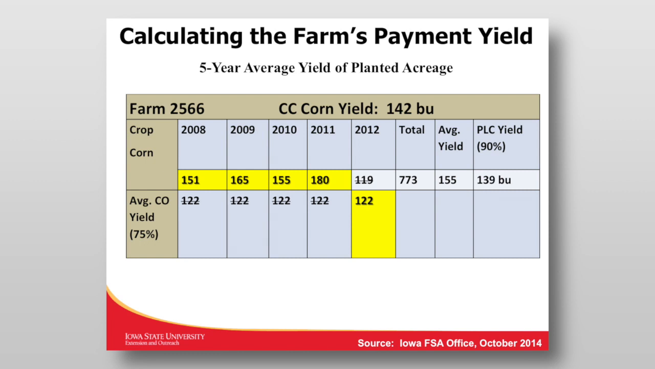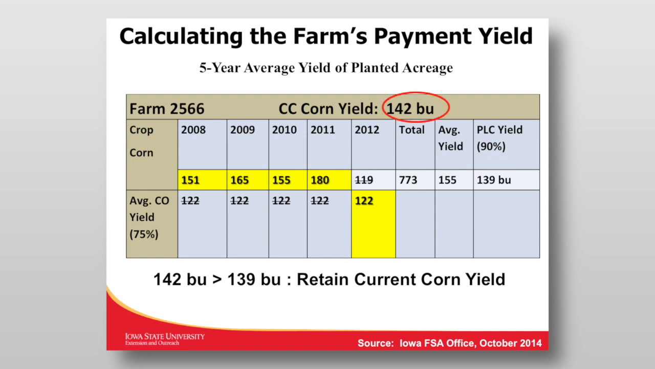So the yield would be 155 times 90%. The determination that I still need to make is, which should I do? Should I keep that old CC countercyclical yield of 142, or should I update to a new yield of 139? I'd suggest to pick the higher of the two. This will become your new payment yield on your farm. So I've reallocated base acres, 80 base acres of corn, but I am retaining that CC yield that becomes the new payment yield on the farm.